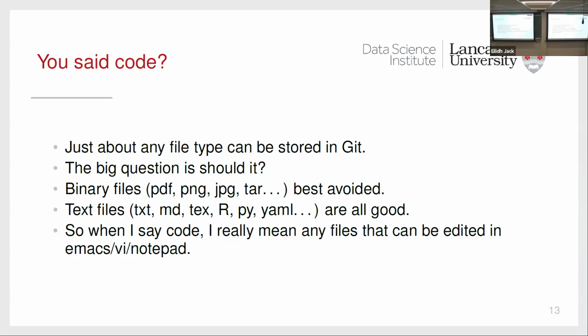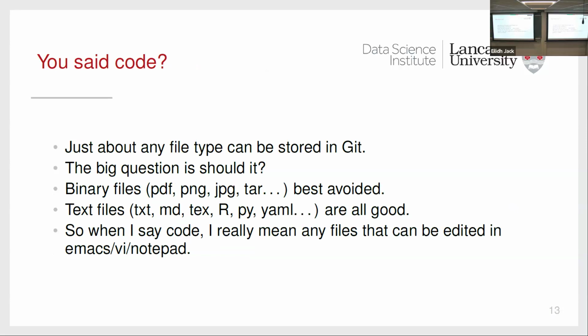Now, I say code, and I'm lazy with my language. I will say code a lot of the time. But you can store just about anything in Git. Whether you should is another question. You can store binary files, so think PDFs, image files like PNGs, JPEGs. Best not to store them in Git.